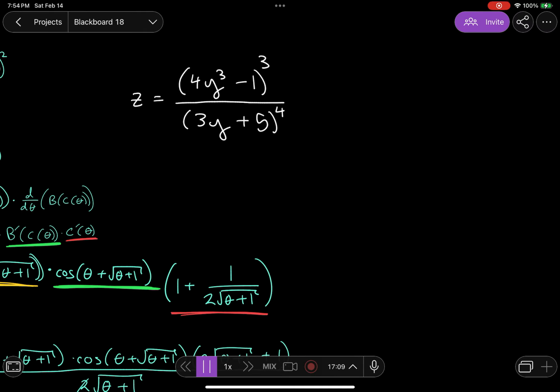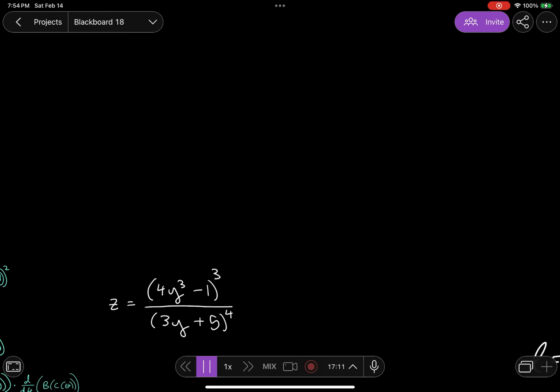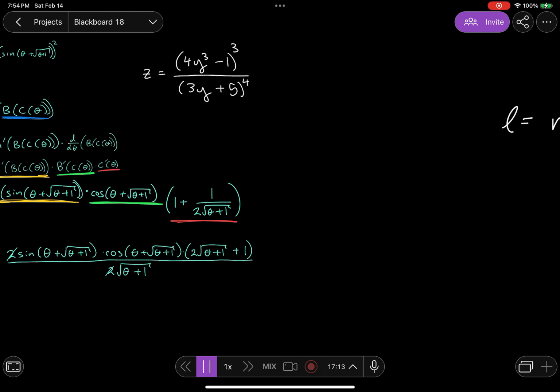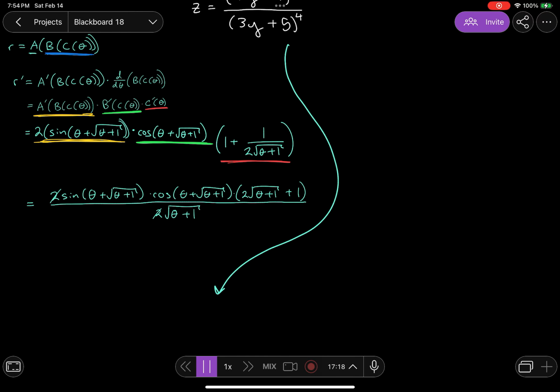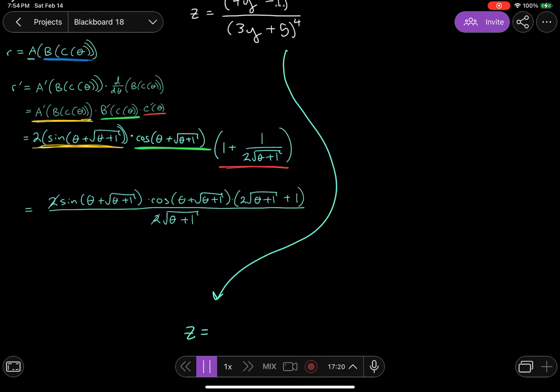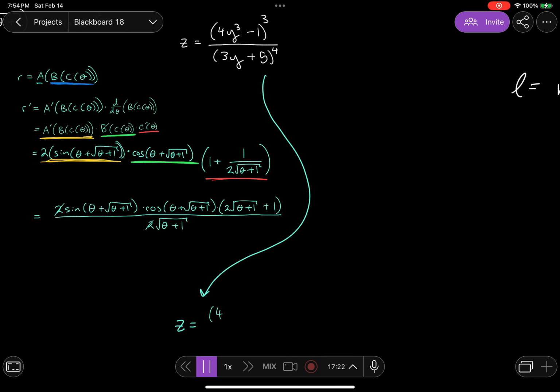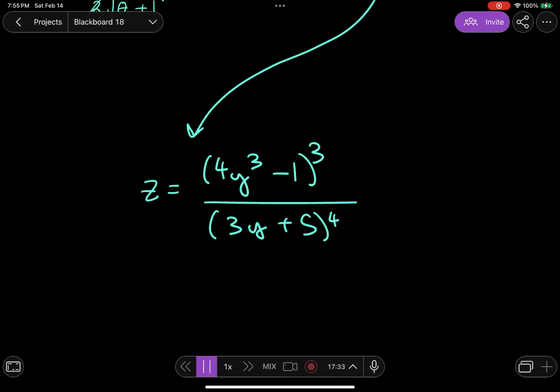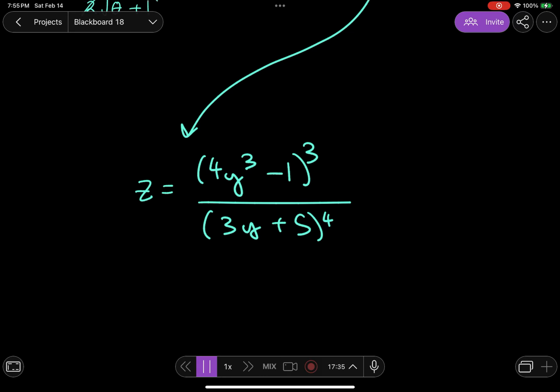Oh, I'm crowding into my other image here. So I don't know, maybe we'll take this down here. So it looks like I got z is equal to 4y cubed minus 1 cubed, all divided by 3y plus 5 to the 4th power. Okay, I'm wondering if this is a good stage for me to speed up the process. I'll do maybe one more showing what I'm thinking.